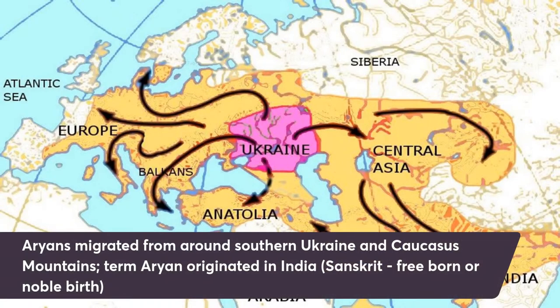I think the theory is that the Caucasus Mountains area is maybe where the Aryan peoples originate from. It's where you get the word Caucasian, which they sometimes use to describe people that are termed white. I don't know why they use that term today, because they're not really white.